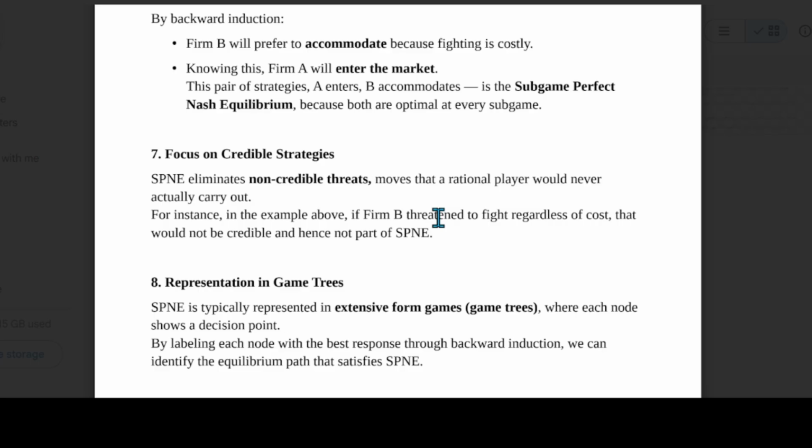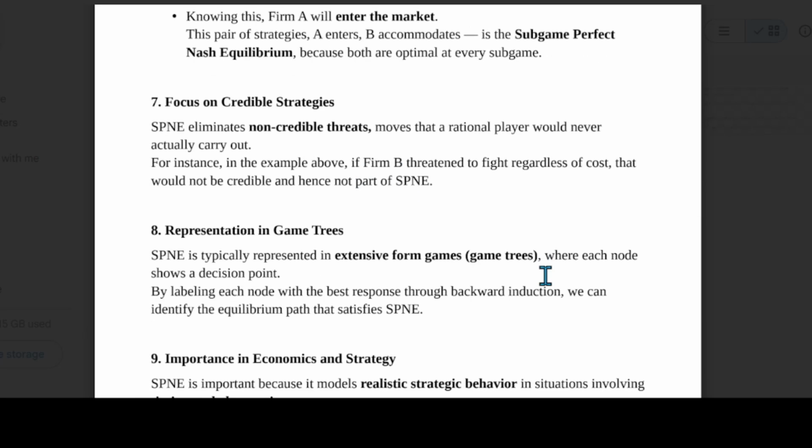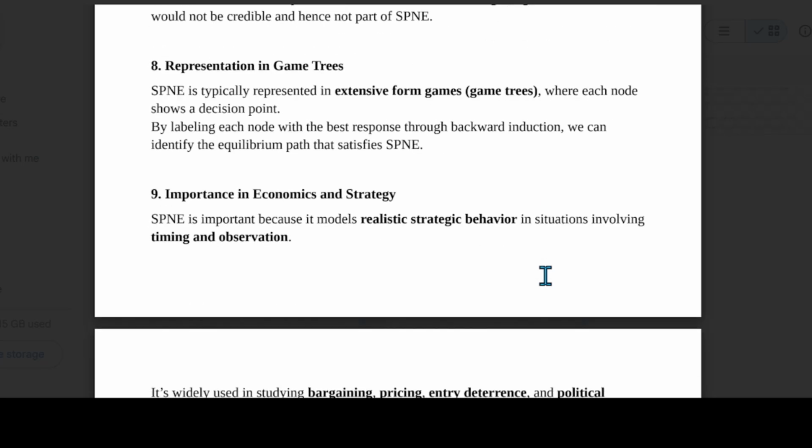So we eliminate that decision. It becomes a non-credible threat. For B to enter the market, it becomes a non-credible threat, so we will eliminate it, since a rational player would never actually carry it out. Or it is also written here: if firm B threatened to fight regardless of cost, that would be a non-credible threat and it is not a part of SPNE.